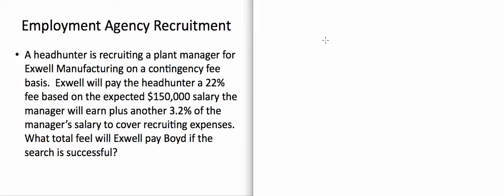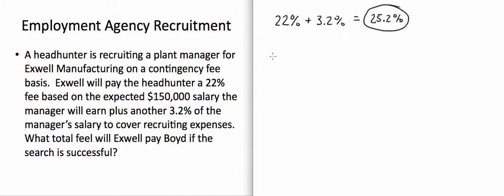So it's headhunters recruiting a plant manager for a manufacturing company on a contingency basis. So they have to find a hire. They'll pay 22% of the person's salary, so $150,000. So 22% of that, plus another 3.2% of that salary to cover recruiting expenses. So basically what that means is it's 22% plus another 3.2%, which is going to give us 25.2%. So that's how much of a percentage we're going to get.